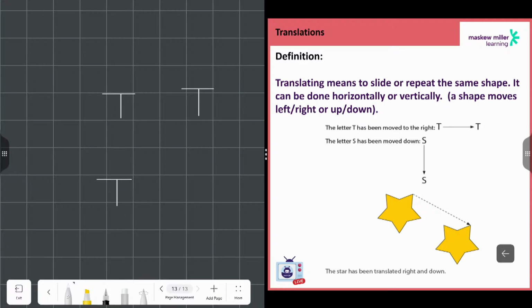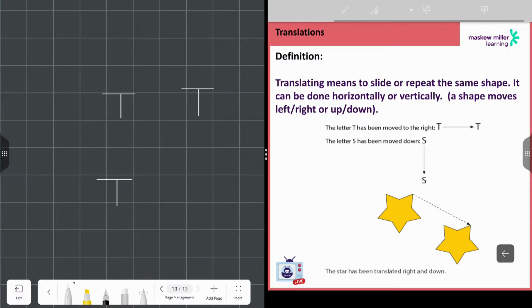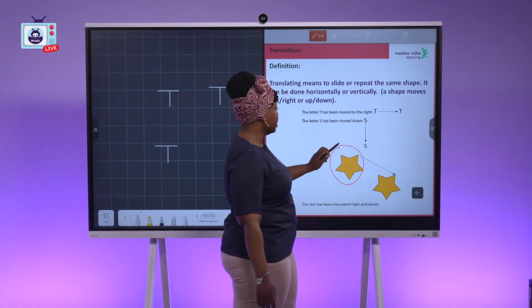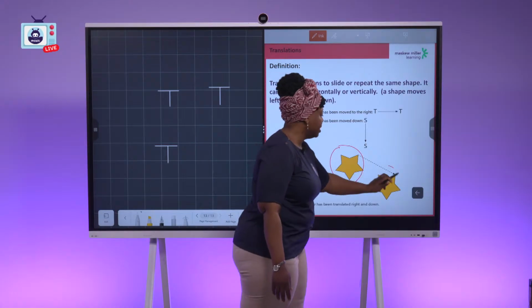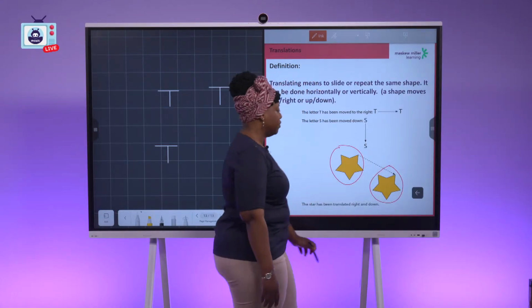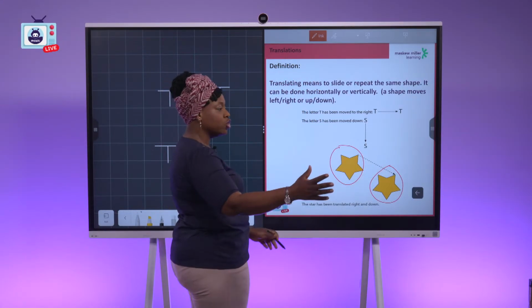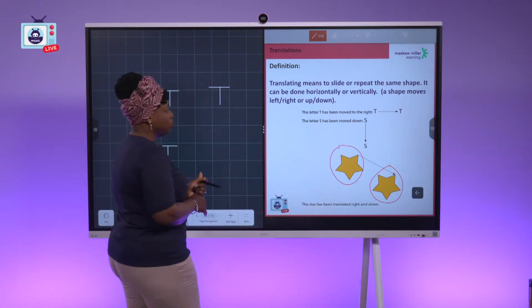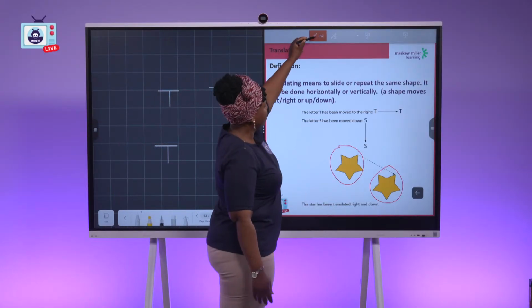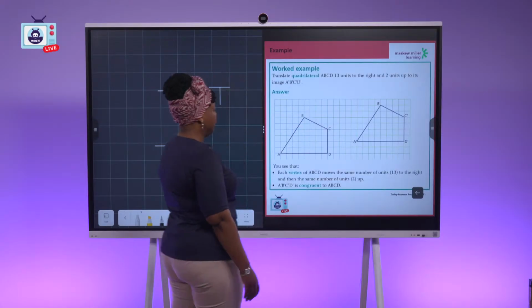So you can see here, for example, we have shown the shape where it moved from this particular point. It's still the same shape, it's still the same star, we just moved that star and then it landed itself here. So it doesn't matter which direction we are moving it, it's still going to be translation. So that is one of the definitions that we had in terms of this translation.